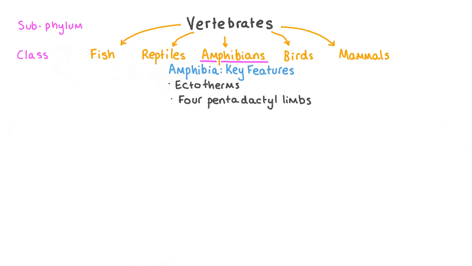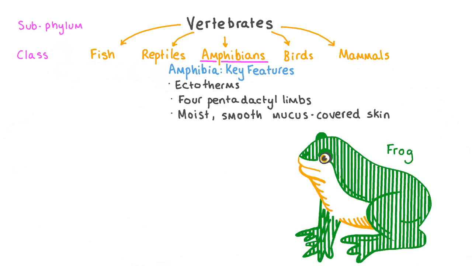Amphibians are also ectotherms, and like reptiles, they have 4 pentadactyl limbs. Unlike reptiles, however, amphibians like frogs, toads, salamanders, and newts all have smooth and moist skin, which secretes mucus. This feature allows some amphibians to exchange oxygen with their environment through their skin.